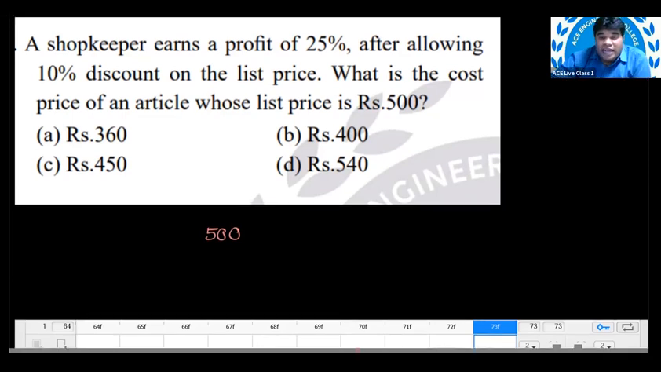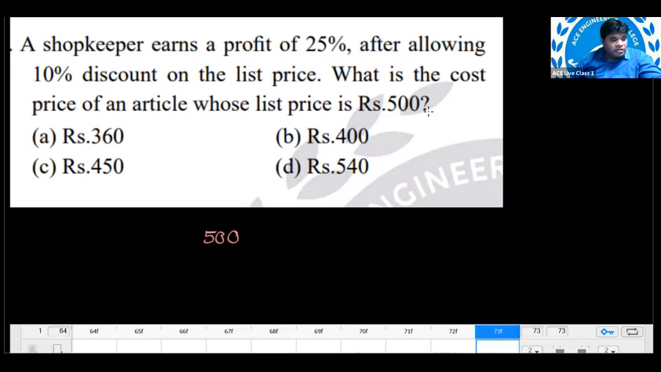A shopkeeper earns a profit of 25% after allowing the 10% discount on the listed price. What is the cost price of an article whose list price is 500? Tell me. I want the cost price.